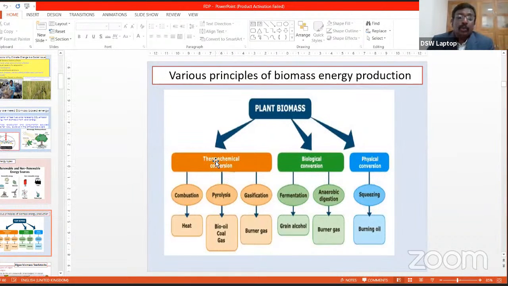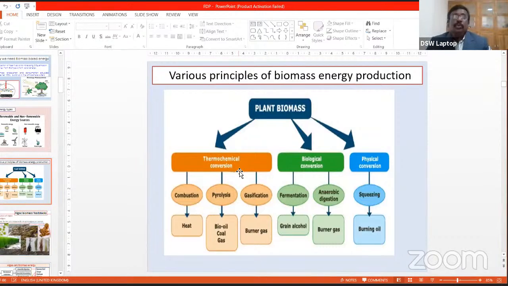When we convert the biomass through thermochemical conversion, we can get heat, oil, coal, and gas through combustion, pyrolysis, and gasification. Whereas in biological conversion of the biomass, we can get alcohol and gas through fermentation and anaerobic digestion. By physical conversion, we can get oil by quenching. That means all the energy forms obtained from fossil fuel can also be obtained from biomass through various conversion processes.